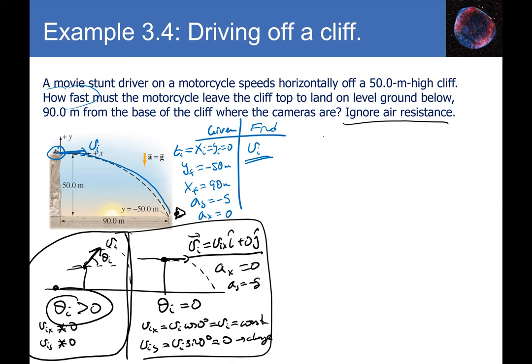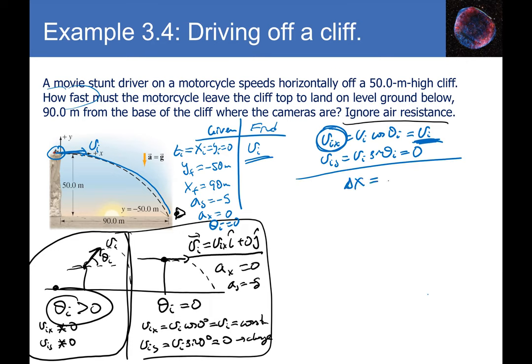So then here's what we do. Remember that equation: V initial X equals V initial cosine of theta initial, and V initial Y equals V initial sine of theta initial. Now we do recognize that this is a problem with theta initial equals zero. So I can see that the Y component is zero right away, because sine of zero is zero, and cosine of zero is one, so VIX equals VI. And remember, this is what I want. That means all I have to do is find VIX, and I know how to find it, because horizontal displacement equals VX times time. And remember, VIX is the same as VX, it's constant. That means I can solve for VX by taking the displacement in the X direction divided by time.